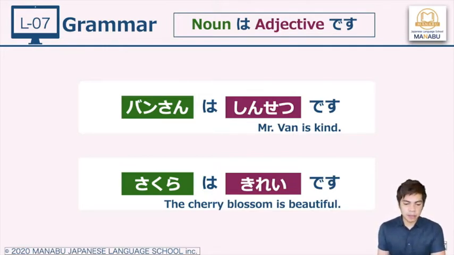And the next example, sakura wa kirei desu. Sakura is the cherry blossom, then the particle wa. Kirei desu is beautiful. The word kirei means beautiful. As you can see, the word kirei ends in i sound, but this is a na adjective, not an i adjective.